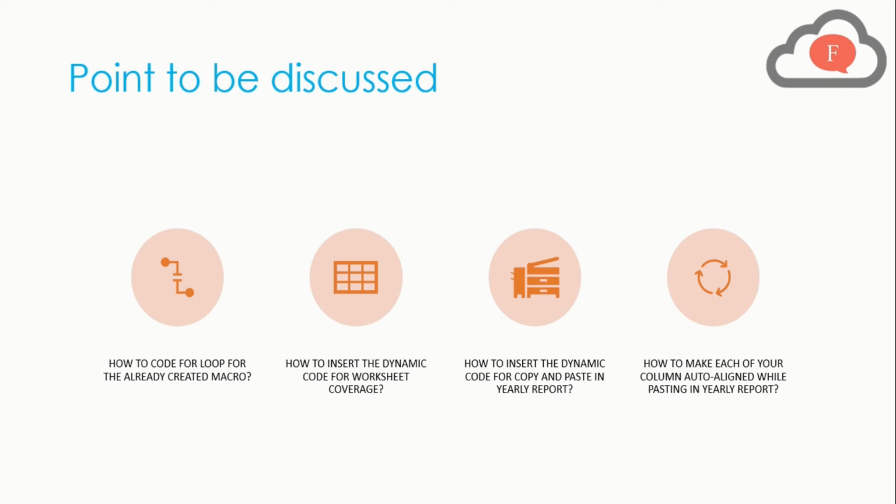Thirdly, we will deal with how to insert the dynamic code for copy and paste in the yearly report. And in the end, we will tell you how to make each of your columns auto aligned while pasting in the yearly report. So all this will be covered in today's video. To understand each and everything, we should move into our Excel and see how we can write a code for it.